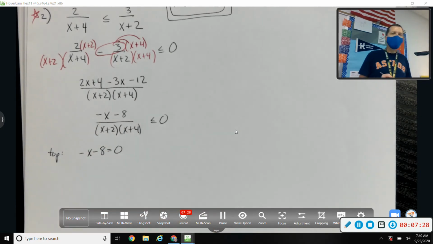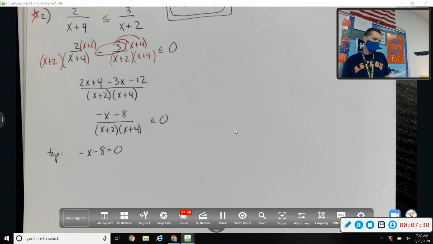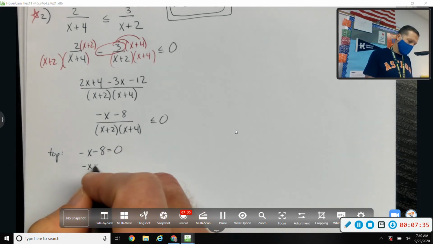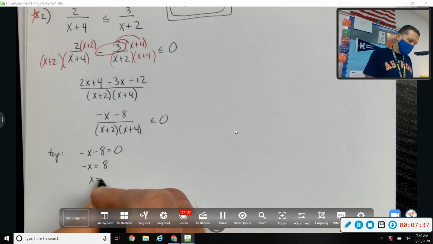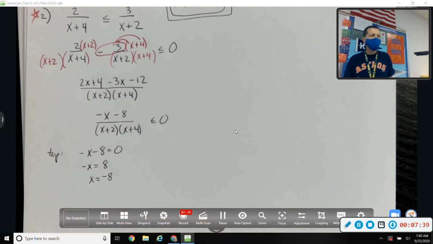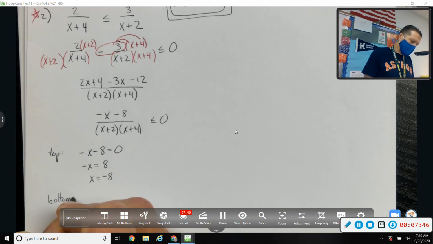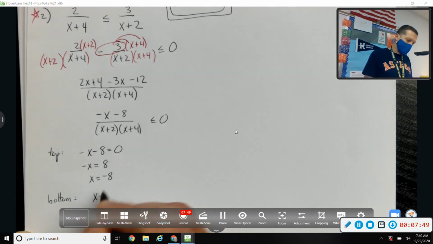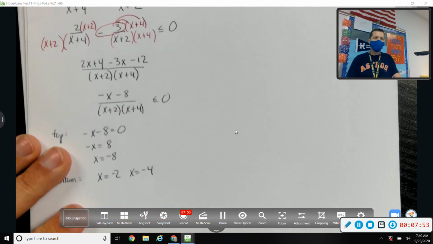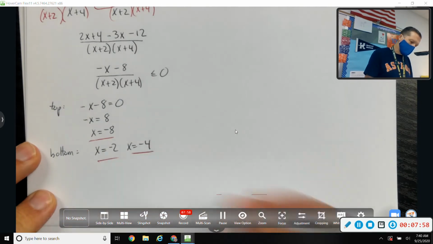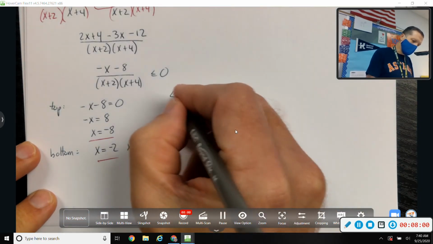Alright, so for the top, that's a little bit weird with that negative out front. So I should be a little more careful with this one. Negative 8 equals x, so x equals negative 8. It's not that it's hard, it's just different than what we're used to. For the bottom, you can probably just look at them and say, well, x is negative 2 and x is negative 4. Those would make the zeros of the bottom. So there are my values that will go on the number line.